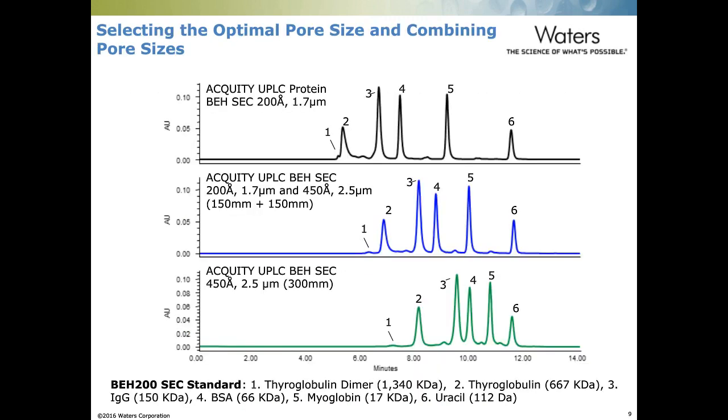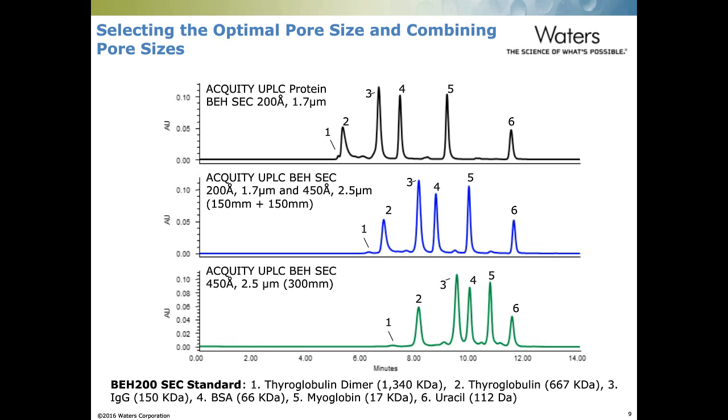If you have a wide range of molecular weights in your sample, one thing that can be done for proteins, much as it's been done for years for polymer analysis, is combine columns with different pore sizes. On the top chromatogram, we have a standard 200 angstrom pore size column, and on the bottom we have a 450. You can see that the resolution between the larger species 1 and 2 isn't as good in the top chromatogram, but better for the separation between peaks 3 and 4, which are smaller proteins. If we look at the bottom chromatogram, peaks 1 and 2 are much better resolved, but peaks 3 and 4 are not as well resolved.